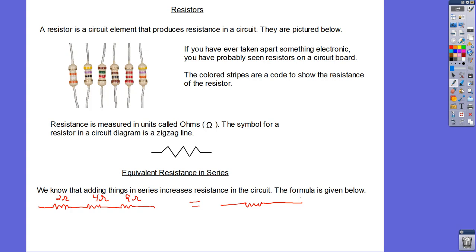Okay. Well, we saw before that adding bulbs in series increases resistance. So the same thing with resistors. So it increases. So it turns out that the answer to this would just be 15 ohms.